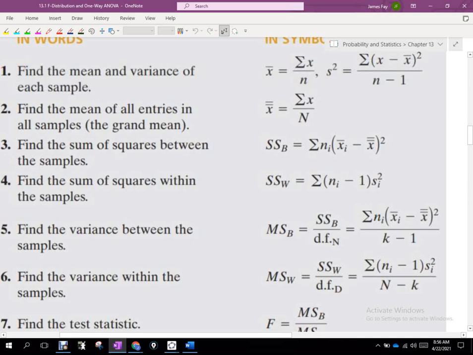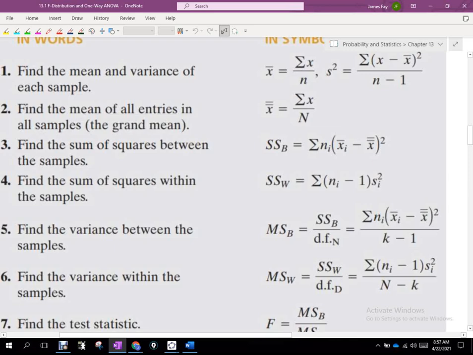Step 2 says find the mean of all entries in all samples. That's called the grand mean, and it's denoted as X double bar.